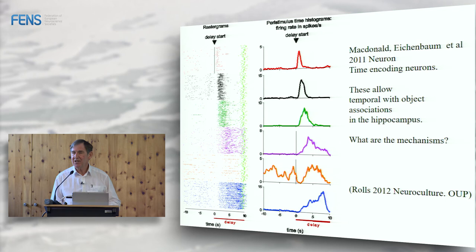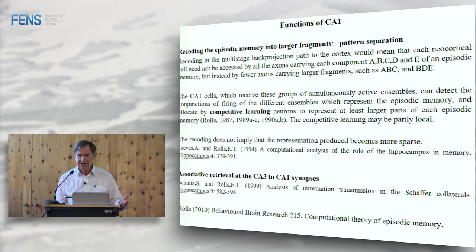CA1 has lots and lots of cells, and basically, we think acts as a competitive net, so that if you have an object and a place represented by separate neurons in your CA3, once they've become associated, you don't need to represent them separately anymore for the retrieval. So you form combination neurons. And so that is part of the retrieval recoding.